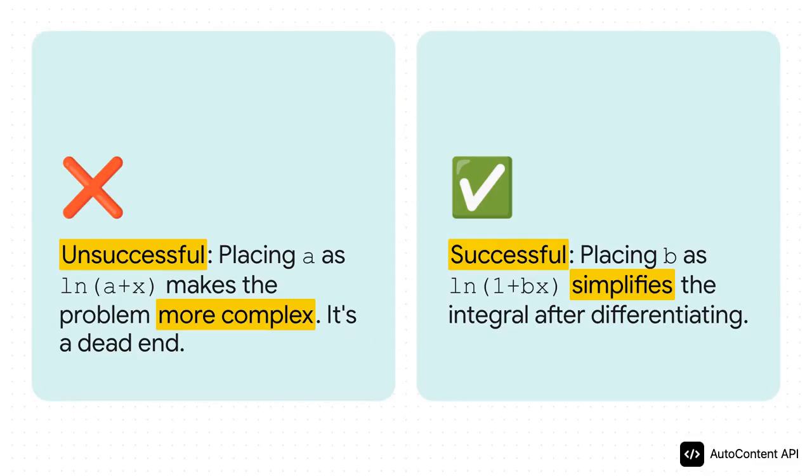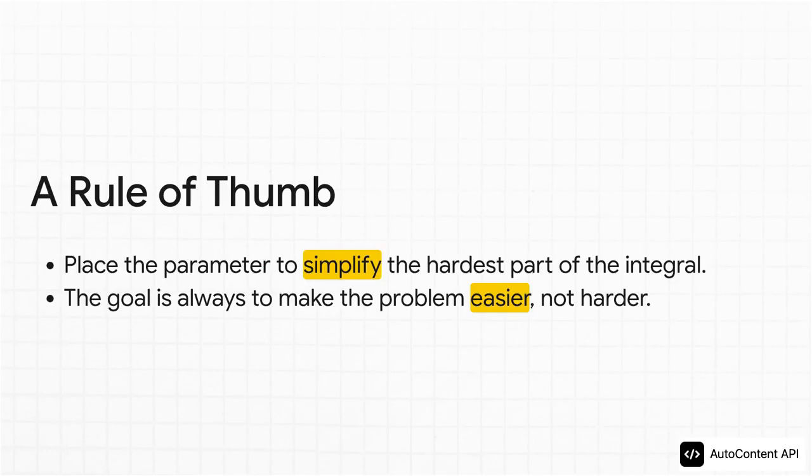So check this out. For the same problem, you could try putting a parameter in different spots. The choice on the left? That's a dead end. Differentiating it just makes a bigger mess. But the choice on the right? Putting b inside the function? That's the key. When you differentiate that, it creates a simplification that cracks the whole thing wide open. So here's the rule of thumb. Find the part of the integral that's causing all the pain. Find the roadblock. Your goal is to place the parameter in just the right spot so that when you differentiate, you eliminate that roadblock. You always want to make the problem easier, not harder.